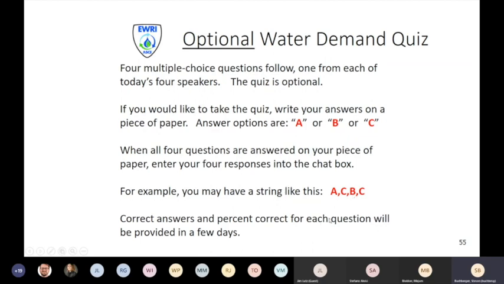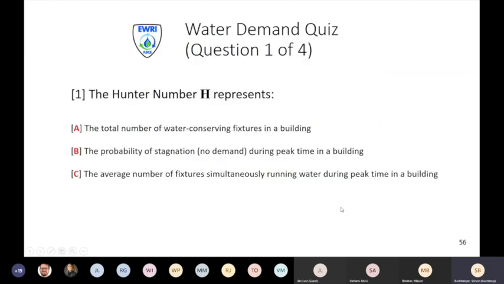Then when you've answered all 4 questions, just load them into the chat. And so you'll give away your anonymity, but that's okay. Load them into the chat, and then we'll publish. We won't publish, but we'll just announce how the questions were answered in general. So here's the first of 4 questions.